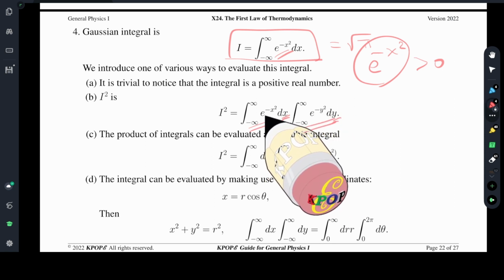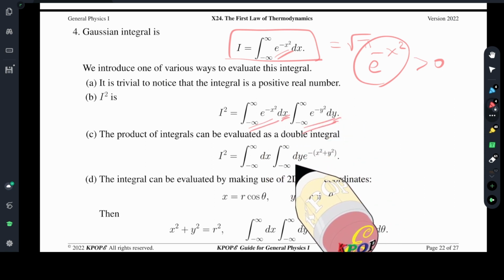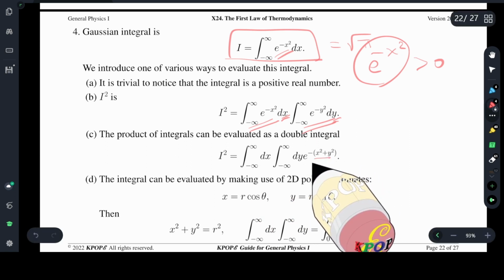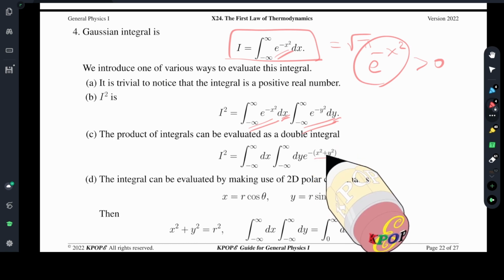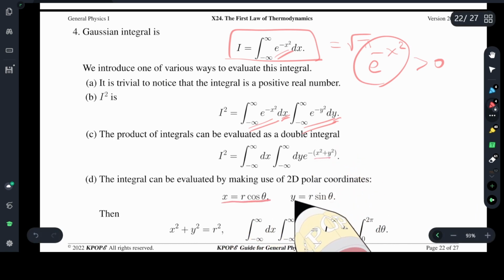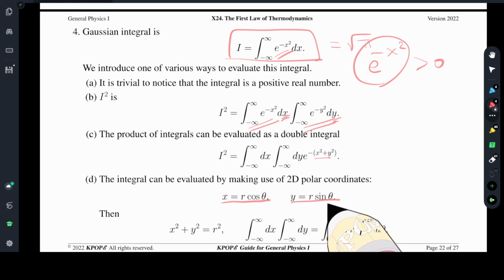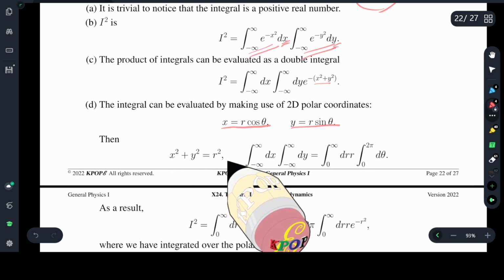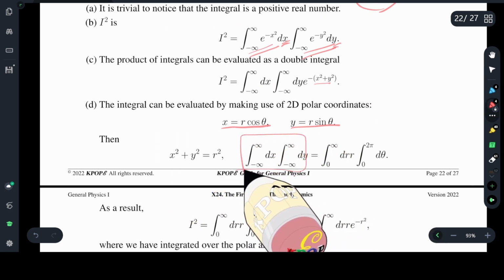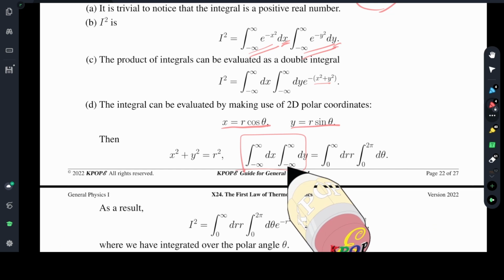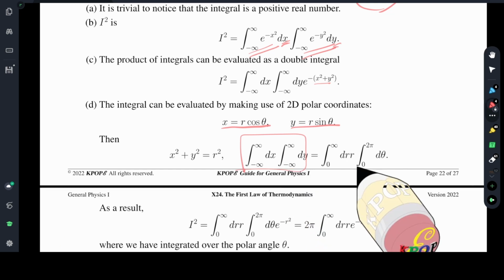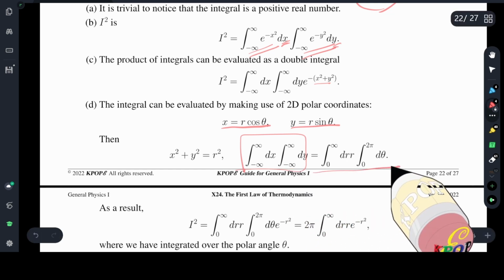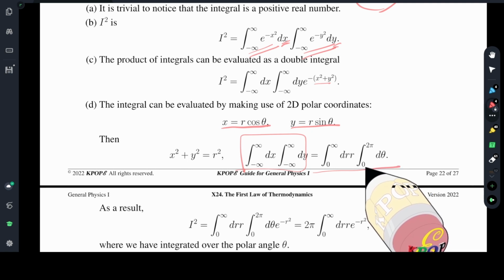However, I can multiply these two as a double integral in the two-dimensional Euclidean space. That's fine. And let me introduce polar coordinates. Well, x equals r cosine theta, y equals r sine theta. Everybody knows. And we write this Cartesian coordinate double integral in terms of a polar coordinate integral. We know how to do that, right?